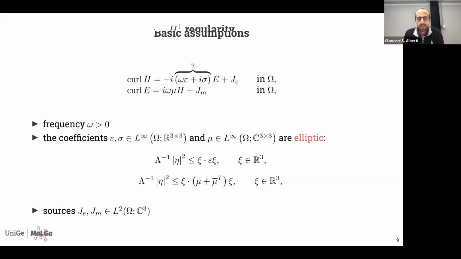All right, so let's see the first result. The first result is in H1 regularity. Now I don't see the screen well. I don't know if you see it well or not.